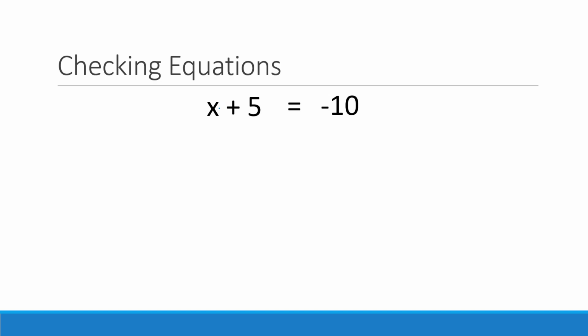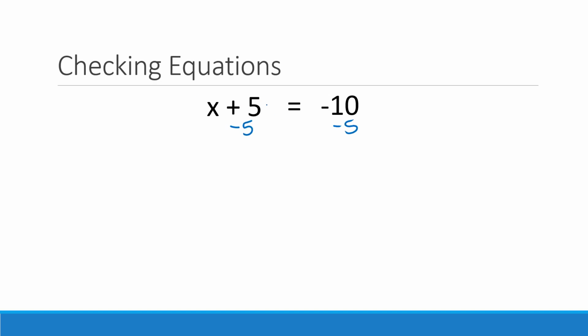So let's look at this example. X plus 5 equals negative 10. Well, if you want to know what plus 5 equals negative 10, we can do the opposite and subtract 5 from both sides to see what that mystery number is, or see what x is.